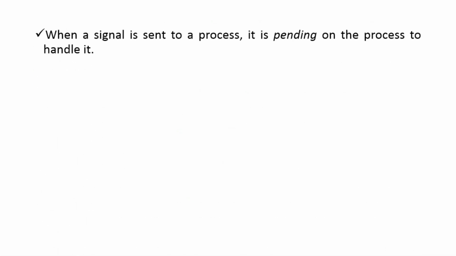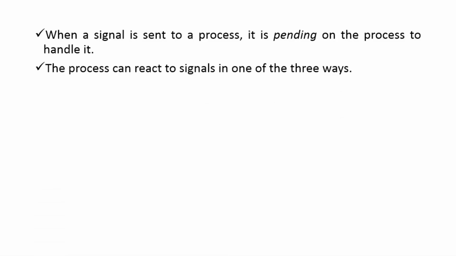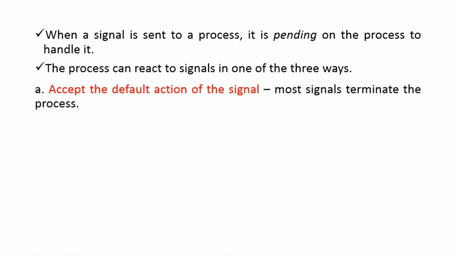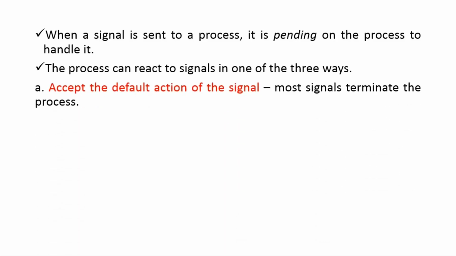When a signal is sent to a process, the signal will be pending on the process side, then the process needs to handle it. The process can react to a signal in one of three ways. So here there are three ways to react to a signal when the signal is pending. The first one is to accept the default action of the signal. When a signal is sent to the process, it can accept the default action, that is, to terminate the process.